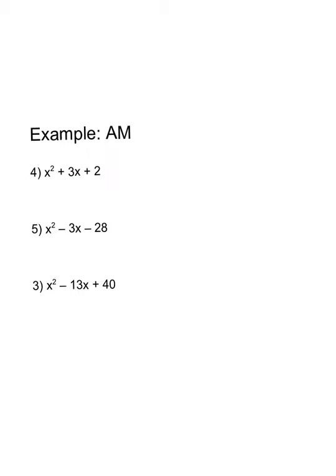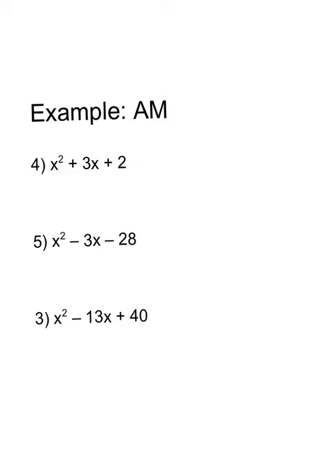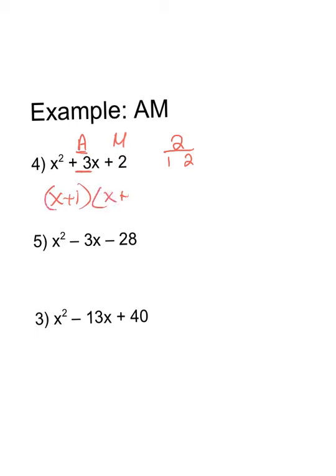Couple more. Let me try to zoom in a little bit for you. So if we look at this one, again, I want to add to 3 and multiply to 2. So I would list the 2 off to the side. Factors of 2, 1 and 2, and the next group would be 2 and 1. 1 plus 2 does add to 3. So my factors are x plus 1 and x plus 2.